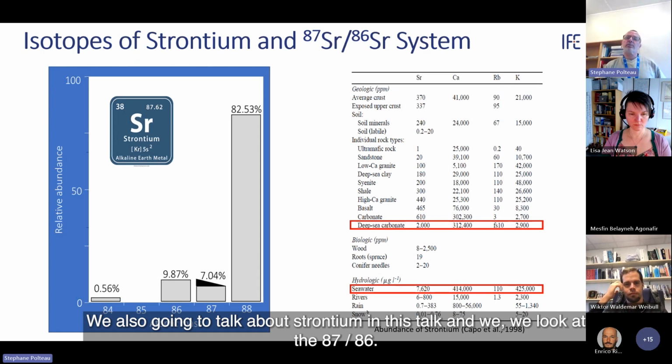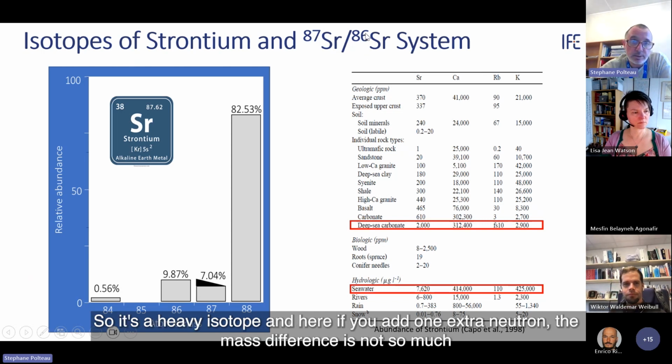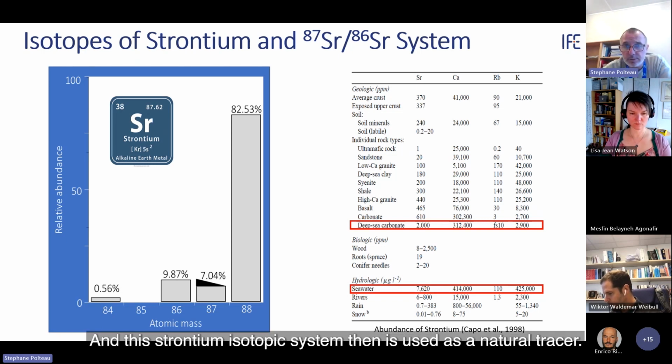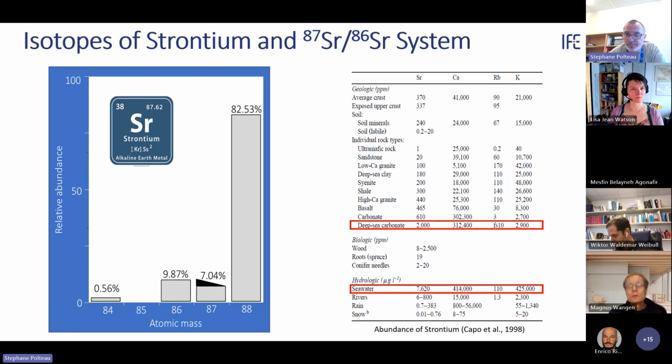We're also going to talk about strontium in this talk, and in particular, we look at the 87/86. So it's a heavy isotope. And here, if you add one extra neutron, the mass difference is not so much. So the isotopic system 87/86 will not fractionate with mass. And this strontium isotopic system is then used as a natural tracer.